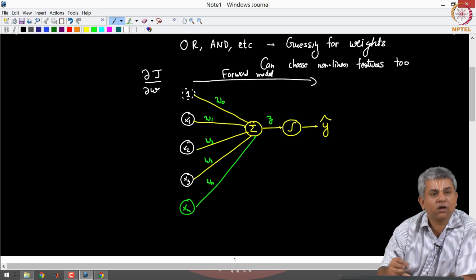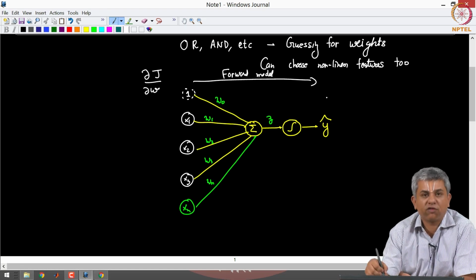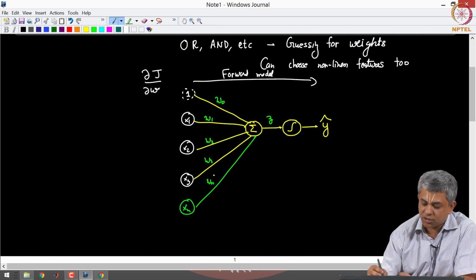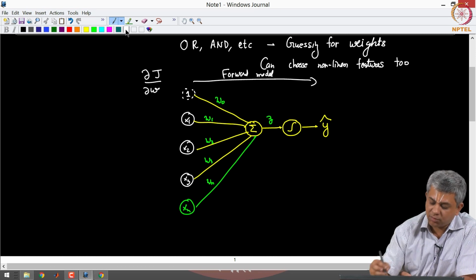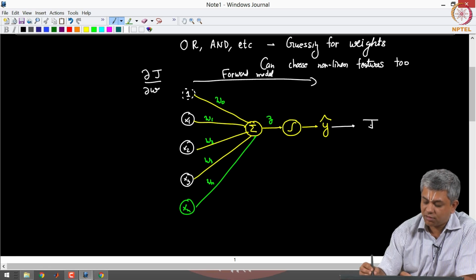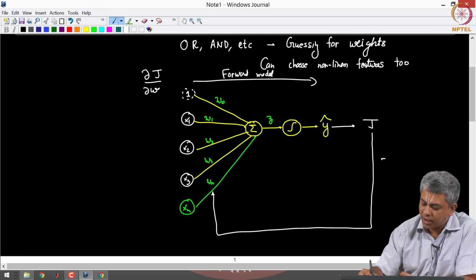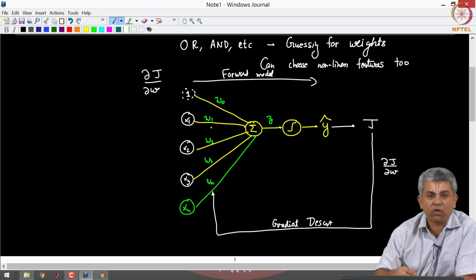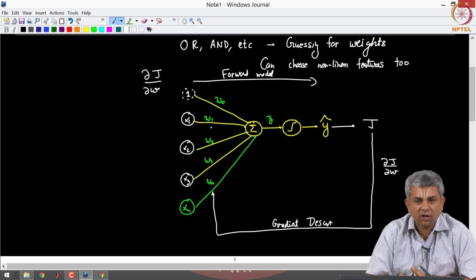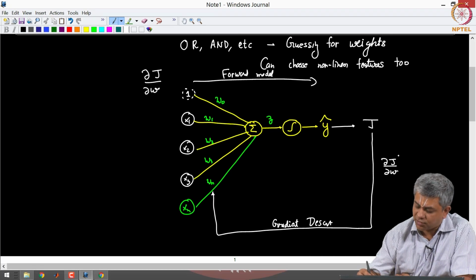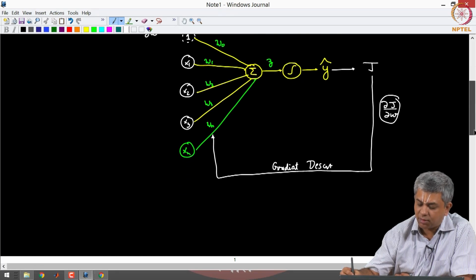and we follow our usual procedure. You have the forward model, you guess for the w's, you get a y hat, from the y hat you get a j, from the j you feed back using del j del w, and through gradient descent or some version of gradient descent calculate an improved guess for the w's. So what is missing here is of course this del j del w.